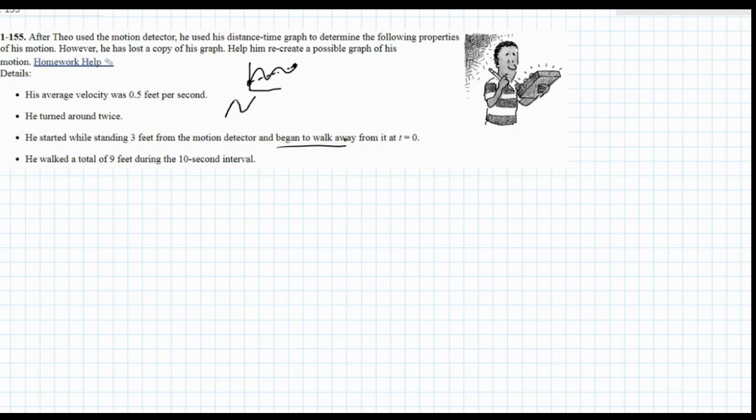And then it says he started while standing 3 feet from the motion detector, so I have a starting point at time t equals 0. So that's going to be my y-intercept.